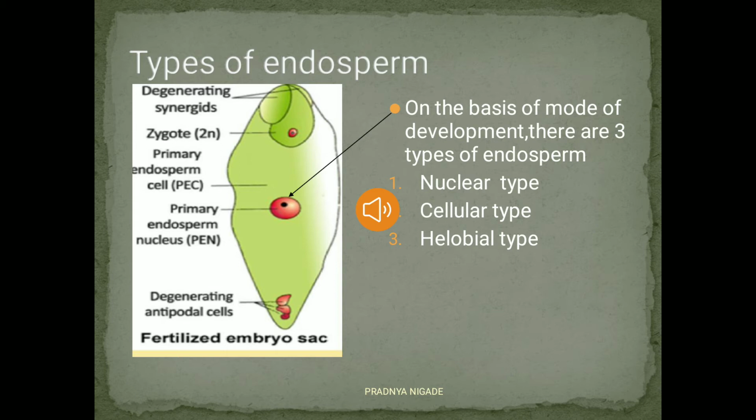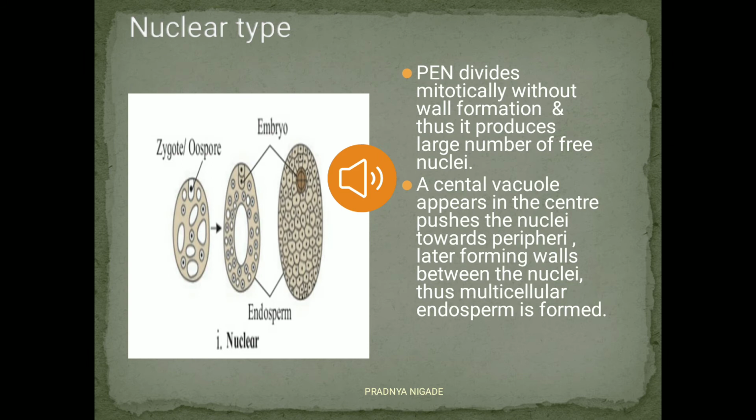There are three types of endosperm on the basis of mode of development. These types are number 1, nuclear type, number 2, cellular type, and number 3, helobial type. Let's see the first type of endosperm, that is nuclear type.